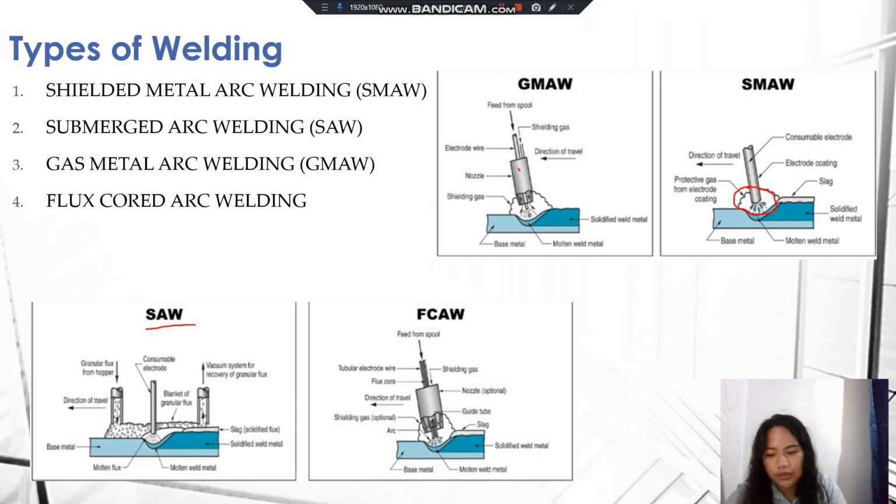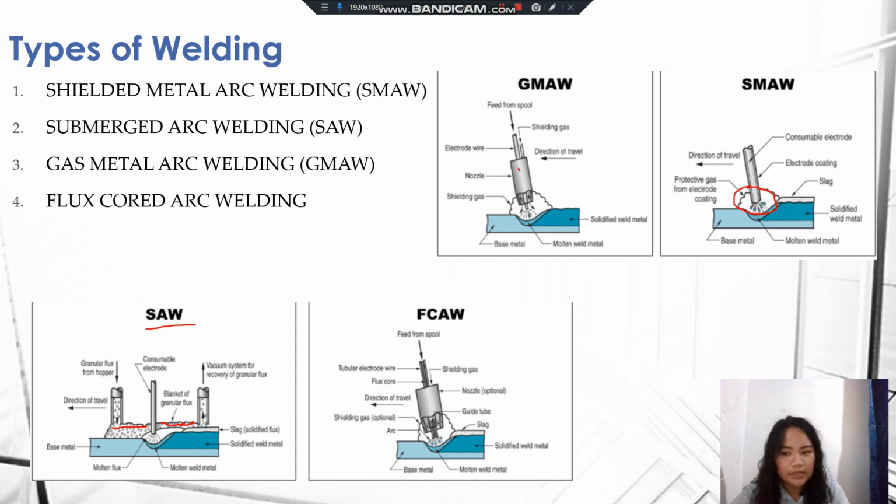Dito sa picture makikita nyo ito yung blanket na kino-cover yung material na nagpe-prevent sa surrounding air during welding.